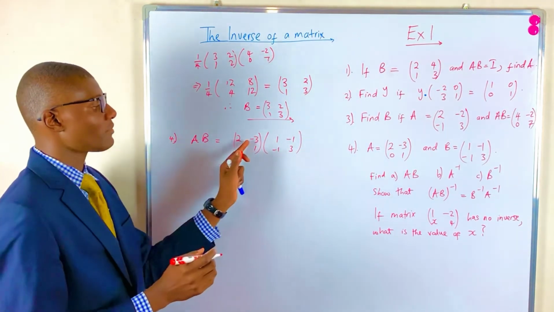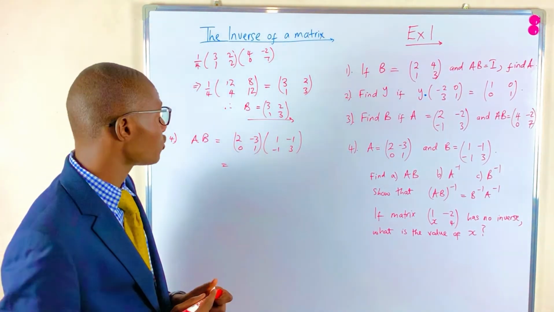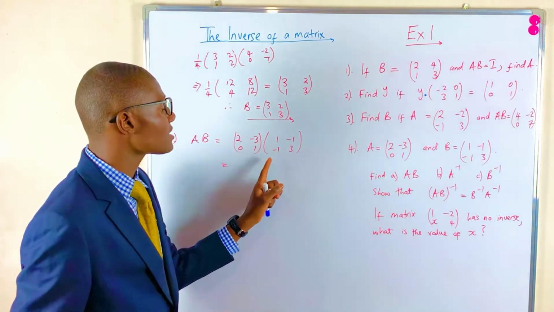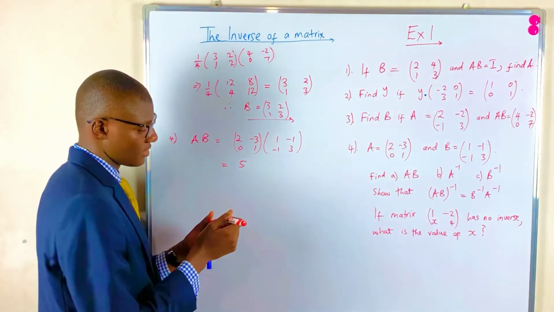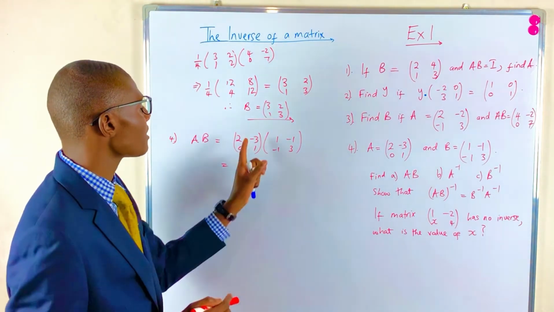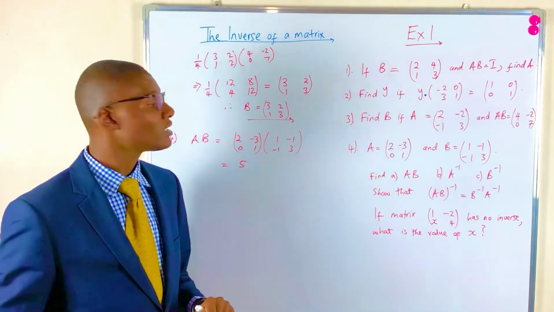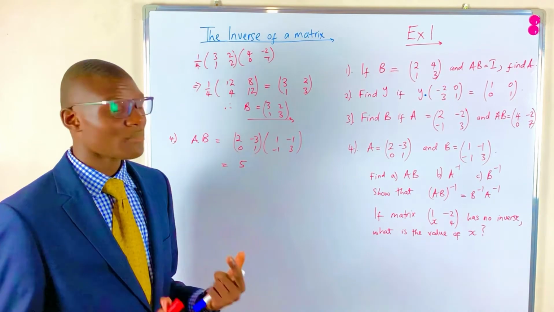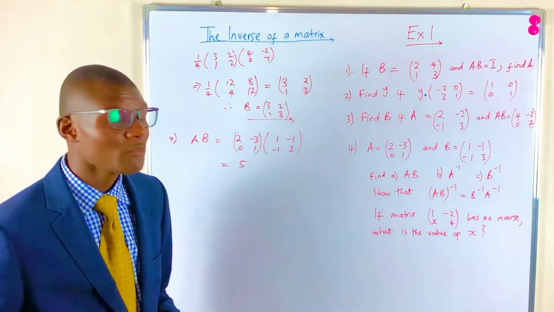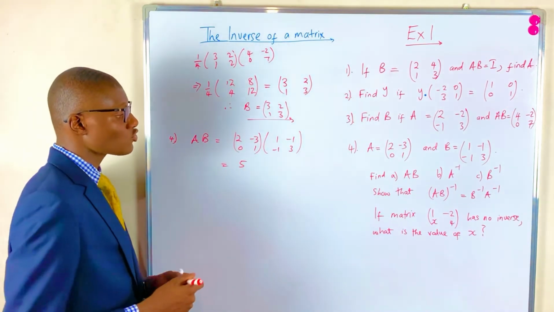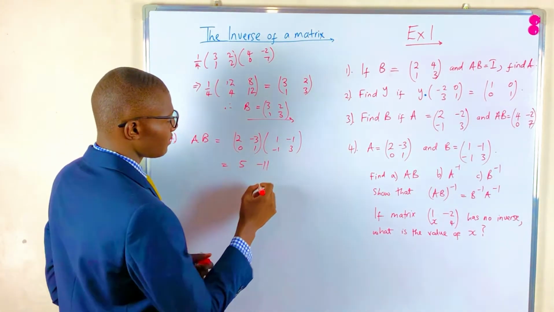First element, 2 times 1, we get a 2, plus -3 times -1, we get a 3. So 2 plus 3, we get a 5. Then the second element, 2 times -1, we get a -2, plus -3 times 3, we get a -9. -2 minus 9, we get a -11.